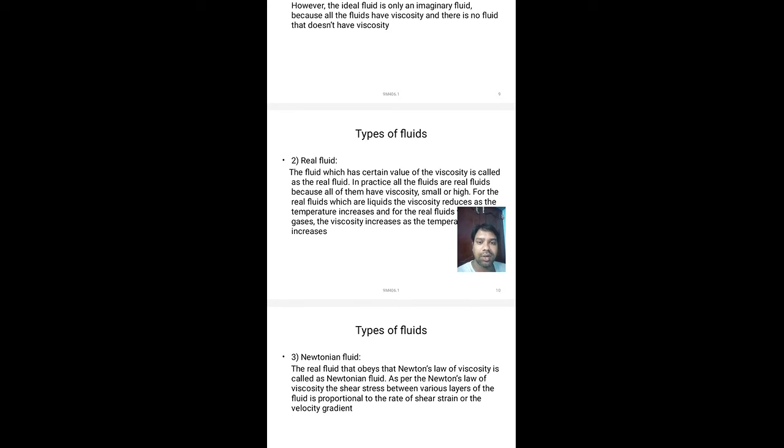Why? Because all of them have viscosity, whether small or high. For real fluids which are liquids, the viscosity reduces as the temperature increases. So generally for real liquids, as the temperature increases, the viscosity is reduced. And for real fluids which are gases, the viscosity increases as the temperature increases.